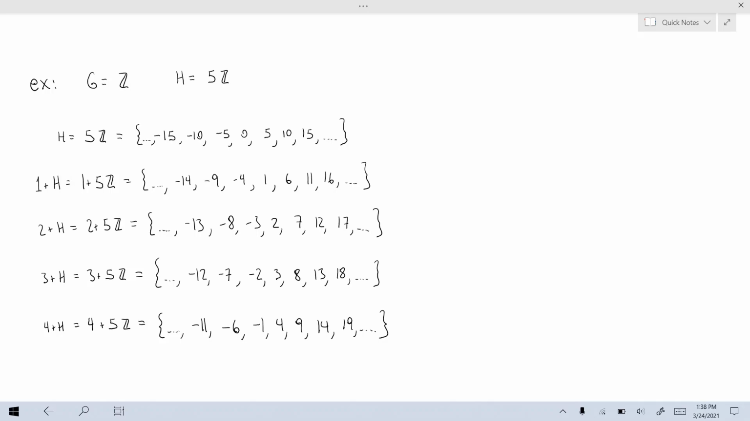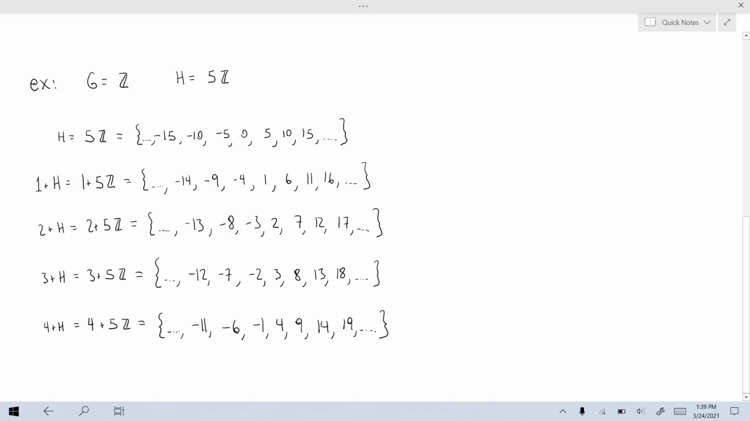Now you can observe a couple of things right now. One thing that I mentioned was how the cosets are going to be disjoint from each other. So notice how none of these cosets have any number in common. Okay. So these 5 cosets that I have here partition the set of all integers. So every integer appears in exactly one of these cosets.